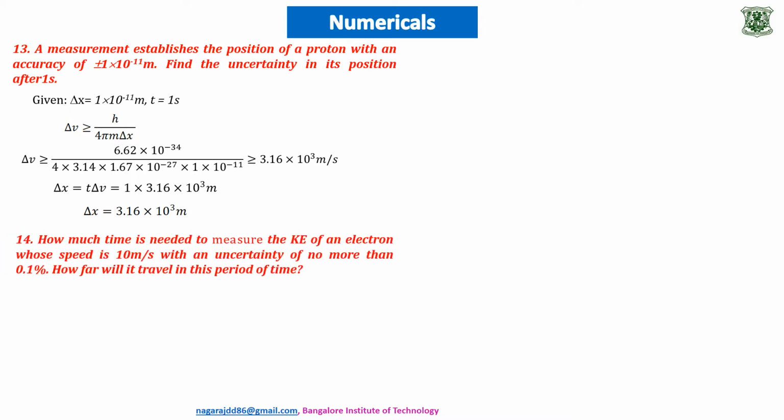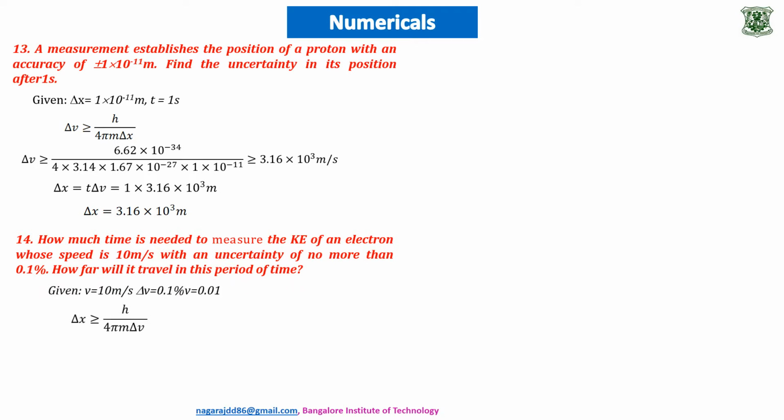Next, how much time is needed to measure the kinetic energy of an electron whose speed is 10 meter per second with an accuracy of no more than 0.1%? So this is the error in the velocity. How far will it travel in this period of time? I repeat, how much time is needed to measure the kinetic energy? That means we have to find t, whose speed is 10 meter per second with an uncertainty no more than 0.1%. How far will it travel during this period of time?